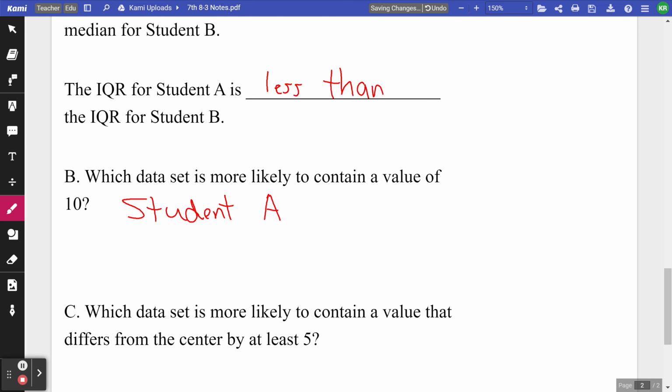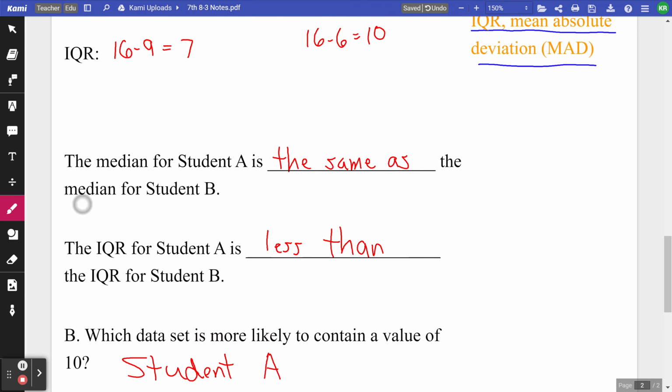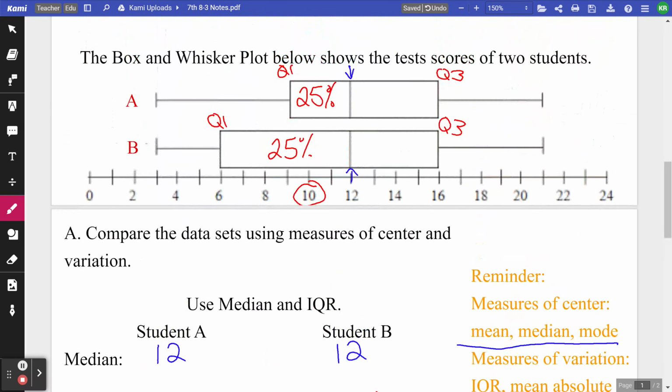And then which data set is more likely to contain a value that differs from the center by at least 5? So we look back up here. We want one that differs from the center by at least 5. Well, remember that our center is the median in this case. And so which one is going to differ from the center by a value of at least 5?